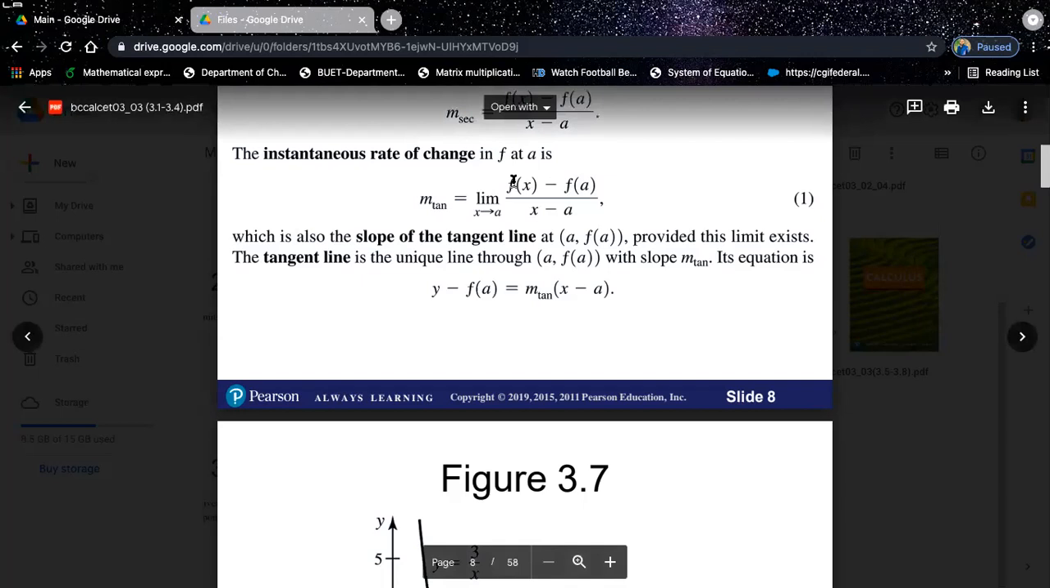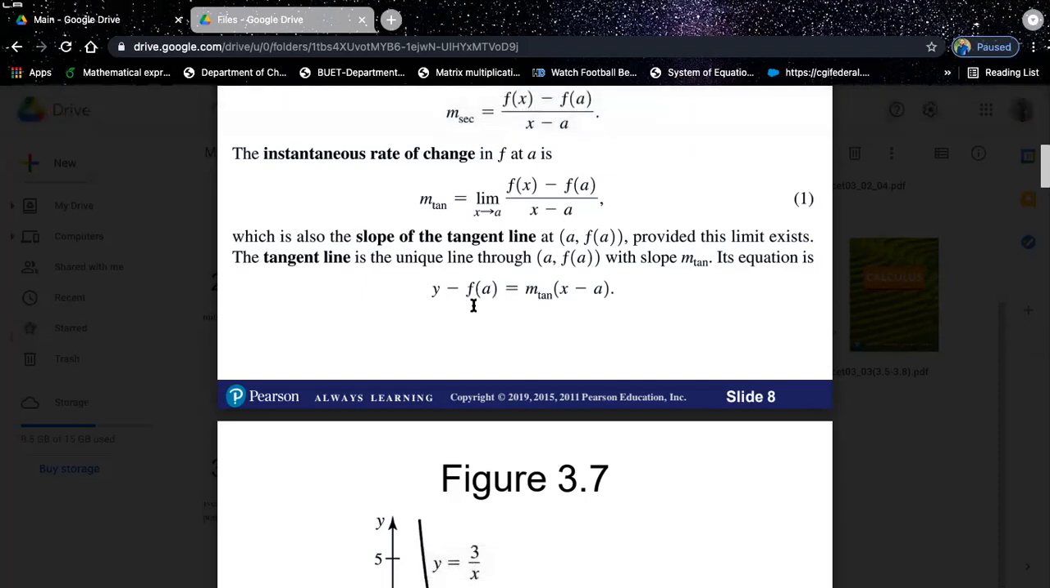And f of x is basically y, isn't it? If we define our function as y equals f of x, that's what we generally do, then f of x is basically y. So on our right, we'll have y minus f of a. So if I can rewrite it, y minus f of a equals the slope of the tangent line times x minus a. And this is the equation of the tangent line.